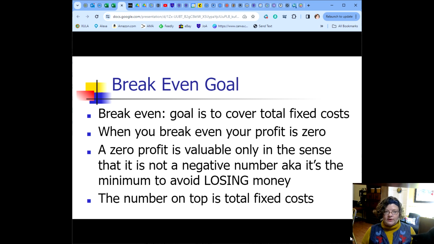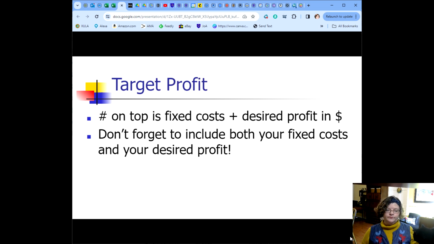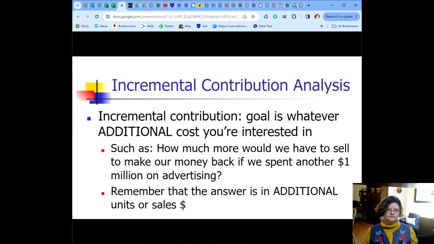So when you're going to do a break-even analysis, the number that goes on the top of your equation is your total fixed cost. When your goal is to generate a target profit, the number that's going to go on top is your fixed cost plus your desired profit in dollars. So whatever you do with this problem, don't forget you have to cover your fixed cost and make your desired profit.